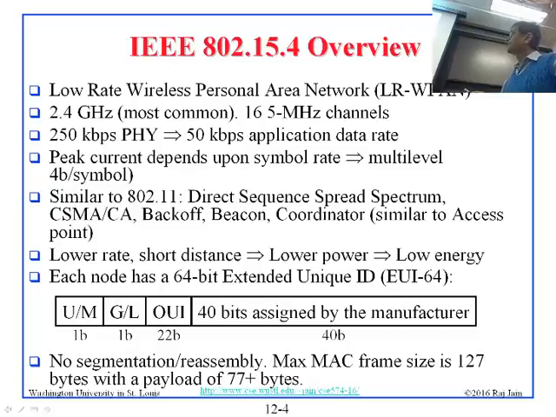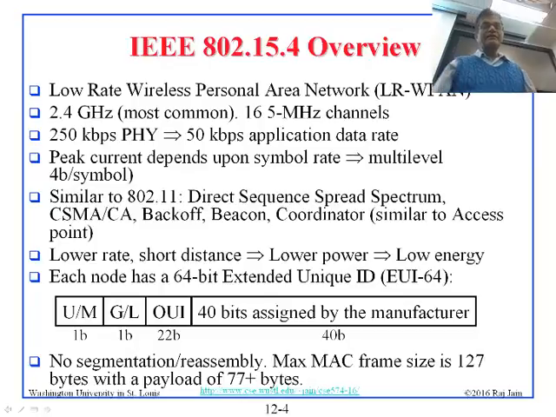It uses the 2.4 gigahertz band, which is the same band used by Bluetooth and Wi-Fi. In that band, there are 80 megahertz available, and so we use 16 channels of 5 megahertz. For Wi-Fi, we used 20 megahertz channels. For Bluetooth, we used 1 megahertz frequency hopping, with 80 frequencies. Here, we have 5 megahertz channels, and you get 250 kilobits per second out of that.